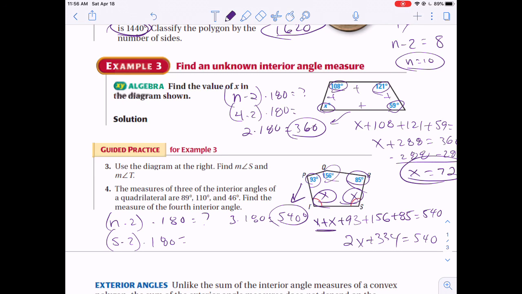Well, now I just have to subtract the 334 from both sides. So minus 334. Hope I got that right. And I have now 2x equals, that's going to be 206. Hey, look, it's an even number. Divide by 2, x is 103. So both of those angles are 103 degrees. 103 and 103. All right, so there's 2 examples of those for you also.